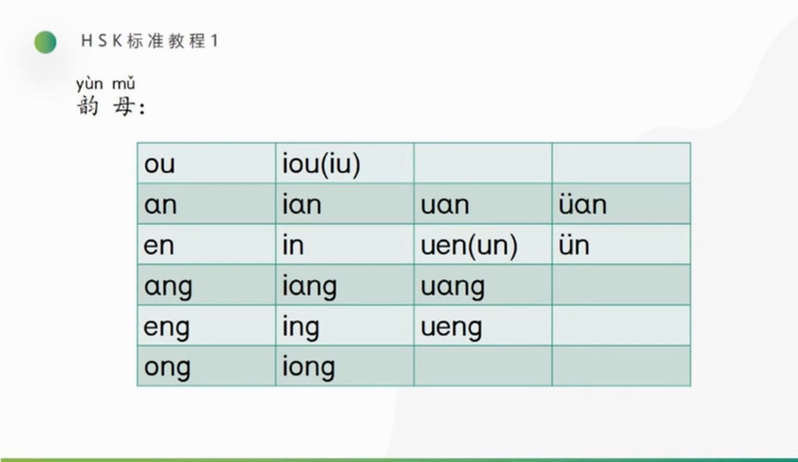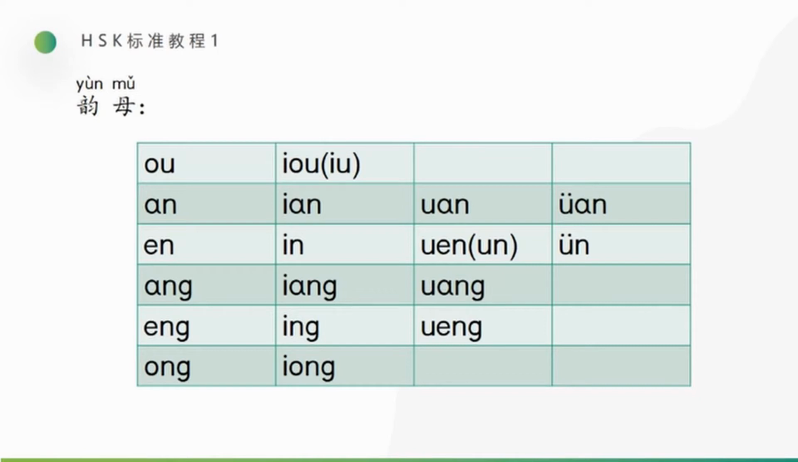韵母2 Finals 2. O, U, An, Yan, Wan, Yuan, En, Yin, Wen, Yun, Ang, Yang, Wang, Ying, Weng, Ong, Yung.